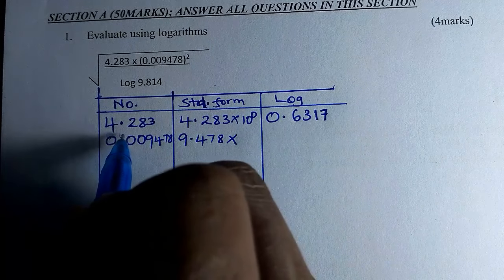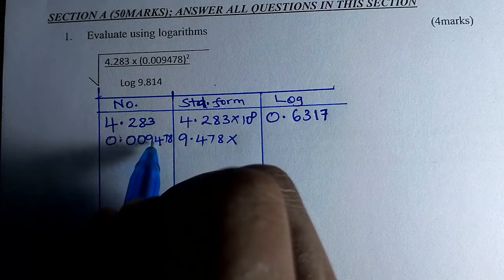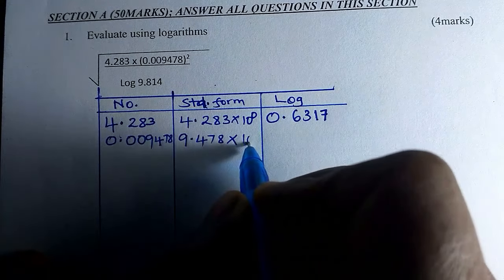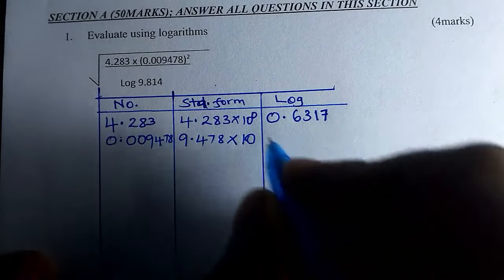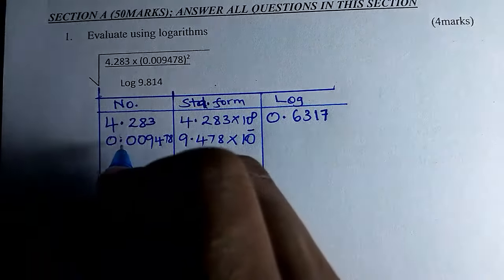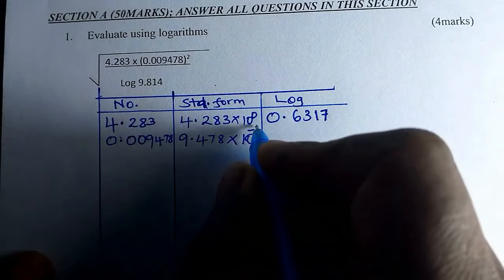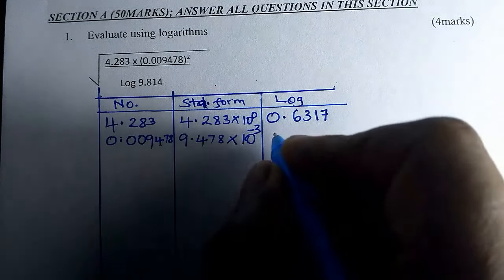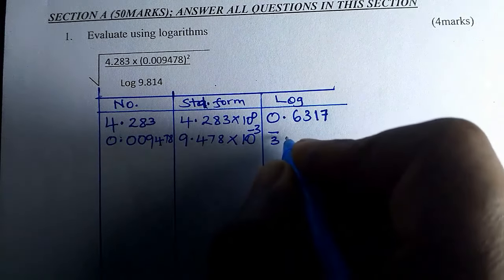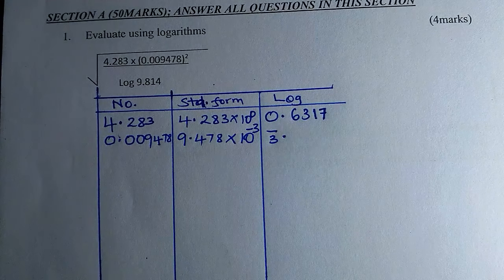How many times did you move to the right? So this is 1, 2, 3. Therefore it is 10 raised to power. Whenever you move to the right, the power is negative. Negative what? 1, 2, 3. Negative 3. So this one becomes our characteristic. So our characteristic is bar 3. We call it bar 3 instead of negative 3.